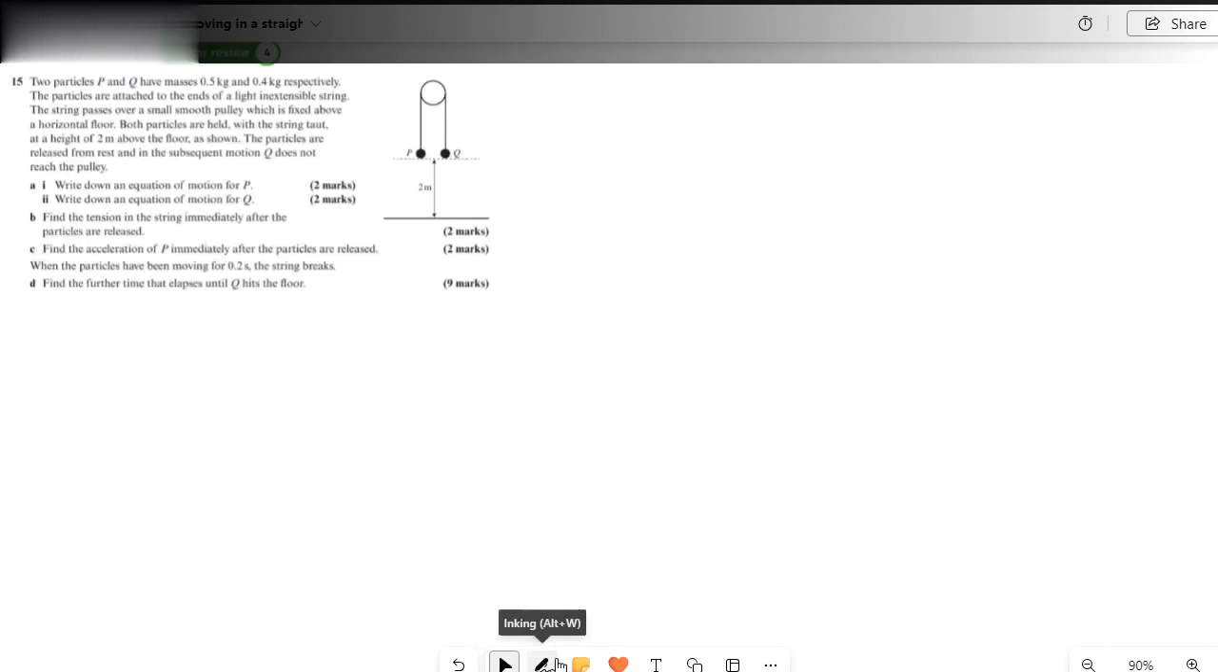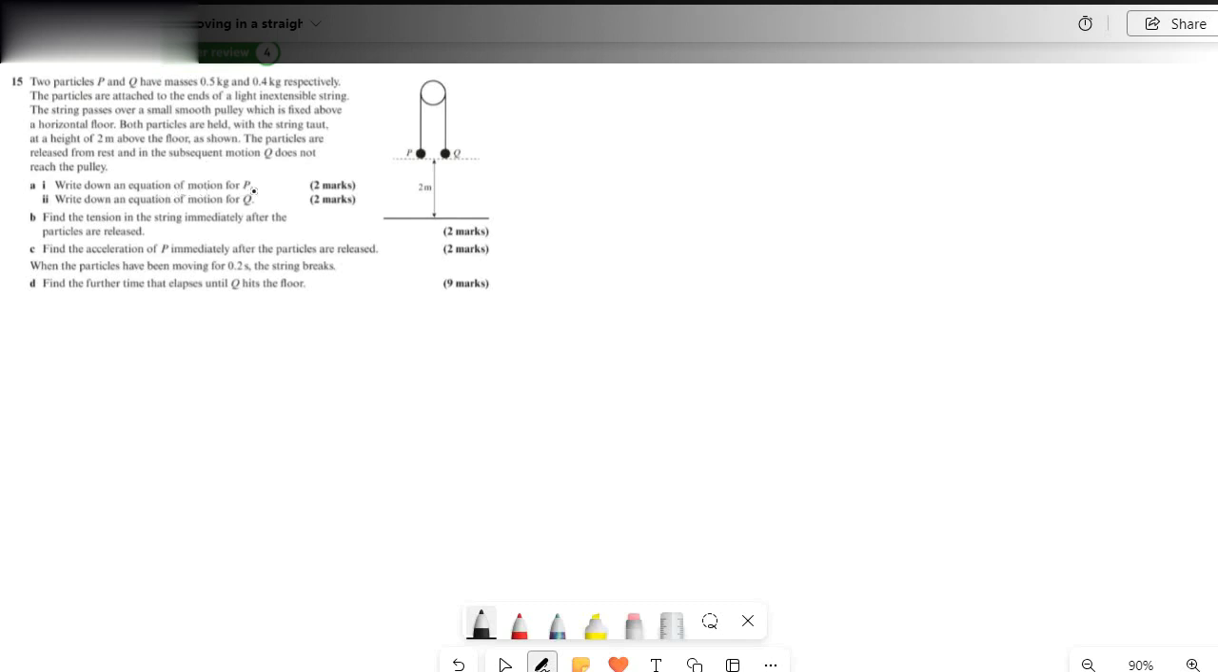And now let's move on to our final math, which is from chapter review 4, number 15. We are given that two particles P and Q have masses 0.5 kg and 0.4 kg respectively. The particles are attached to the ends of a light inextensible string. The string passes over a small smooth pulley which is fixed above a horizontal floor. Both particles are held with the string taut at a height of 2 meters above the floor as shown. The particles are released from rest, and in the subsequent motion, Q does not reach the pulley.